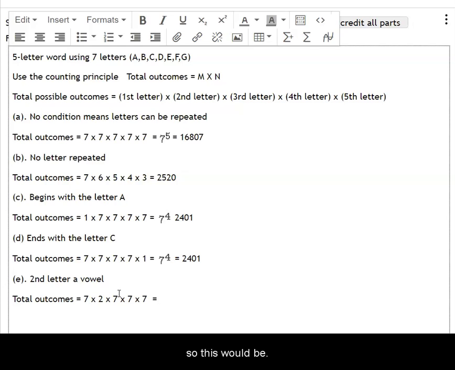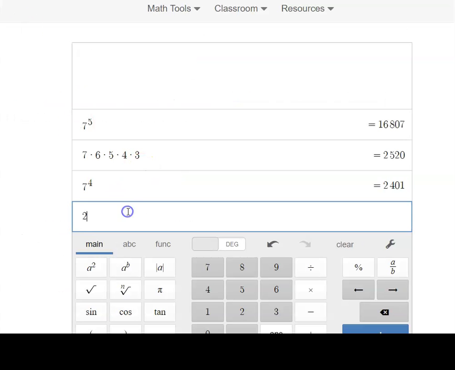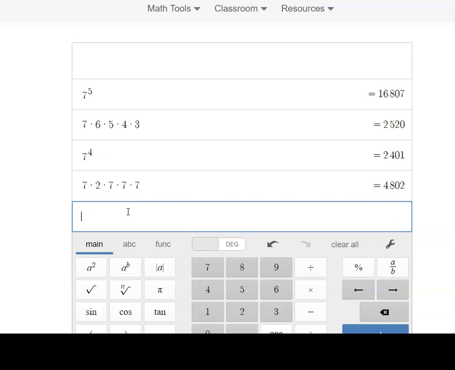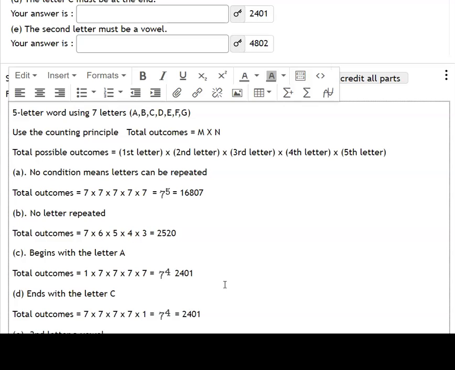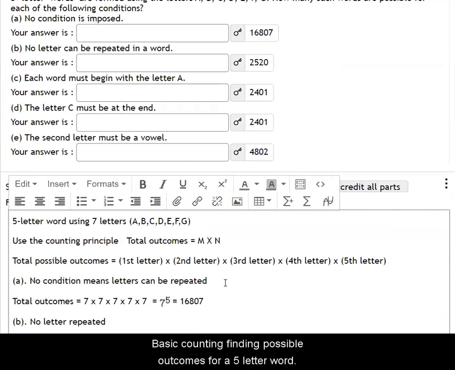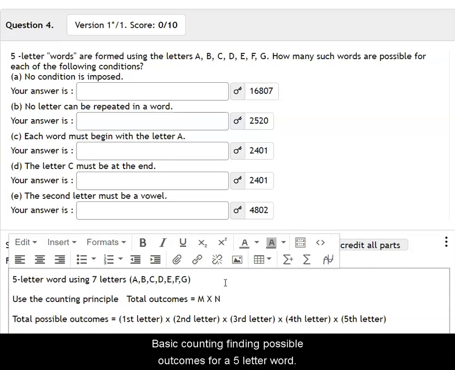So this would be 2 times 7 to the 4th. So we have 7 times 2 times 7 times 7 times 7. 4,802 possible outcomes if the second letter is a vowel. So this is how we do the basic counting, finding possible outcomes for a 5-letter word.